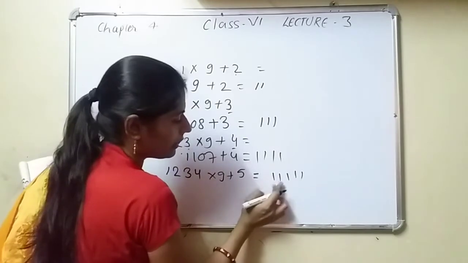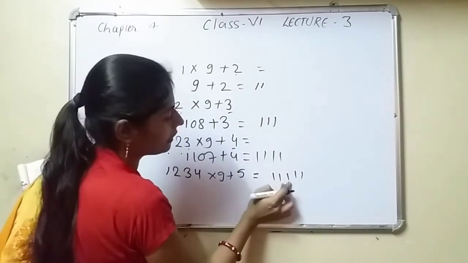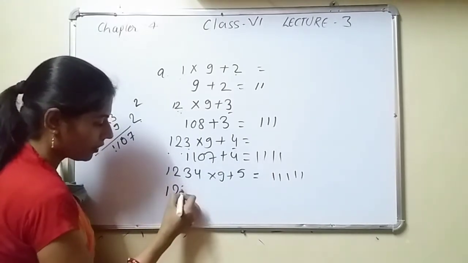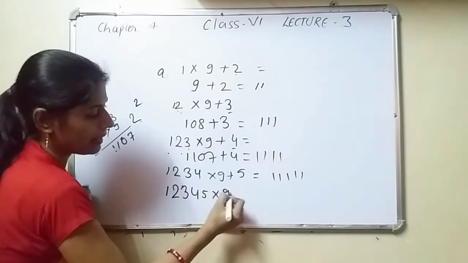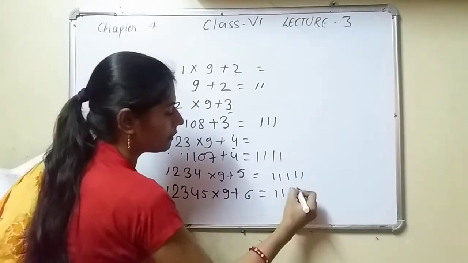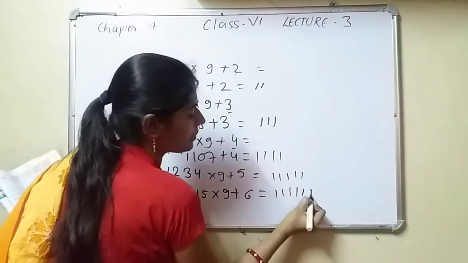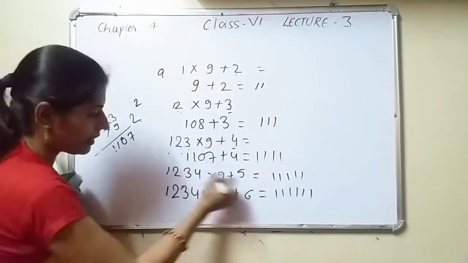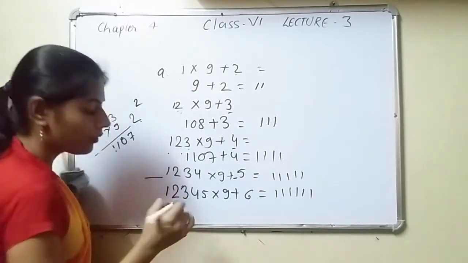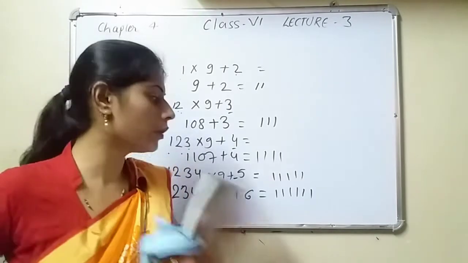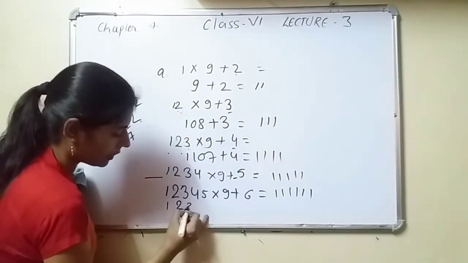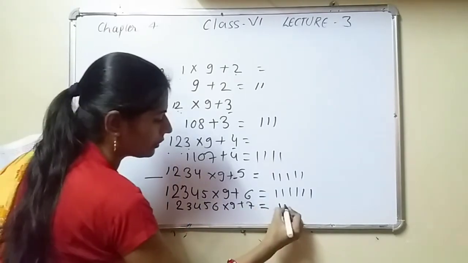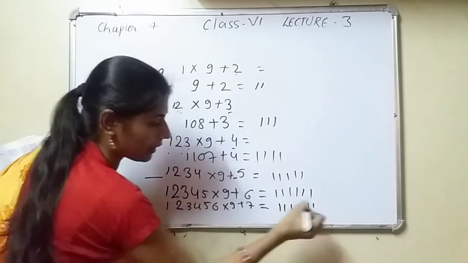Now see, 111111. Now see here, one more number you have to increase: 1 2 3 4 5 into 9 plus 6 is equal to 111111. 1 2 3 4 5 6 times you have to write 1 here. Now see, up to 4 it is given in the textbook. After that, they have asked you to write the 4 more rows. It means 1 2 3 4 5 6 into 9 plus 7 is equal to 1111111, 6 times 1 and again 7.